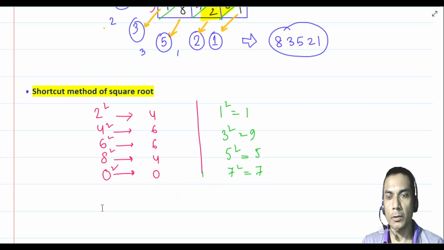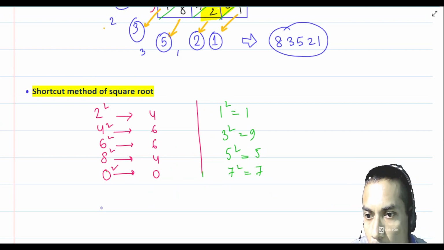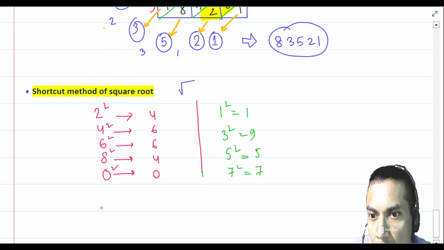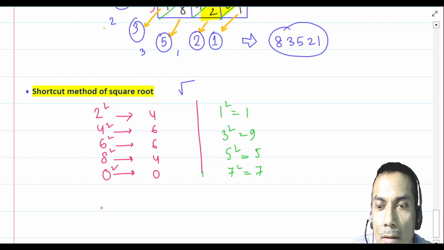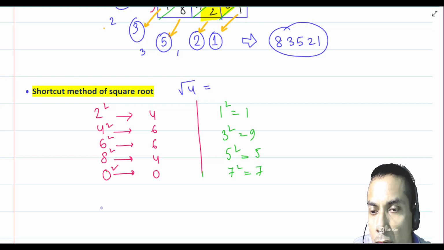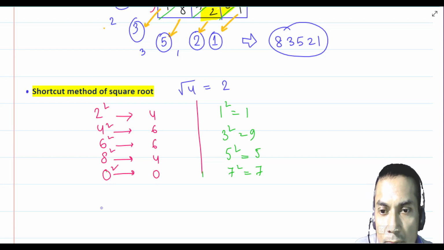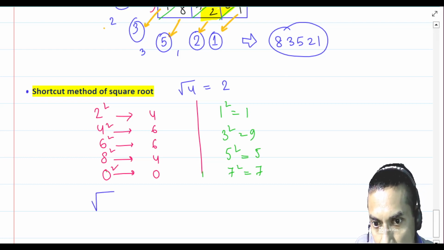Before the method of the square root, I already told you square root means if it is 4, the square root of 4 is actually 2. Clear? This is the square root. Now you should know that if it is a perfect square, then the square root of an even number is even. Why is it? It is already shown in this list.